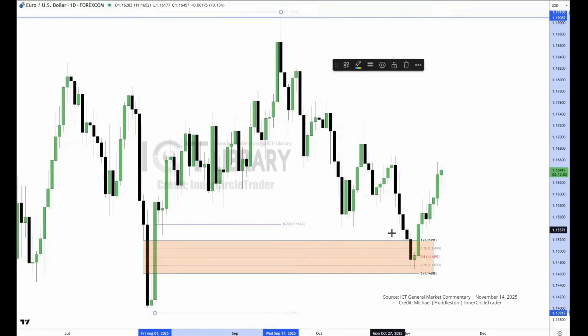Did it go down to it? Yes. Did it go lower? Yes. Where did it go to? That inversion fair value gap that was framed on the basis of this market maker buy model. Same thing here, market maker buy model.